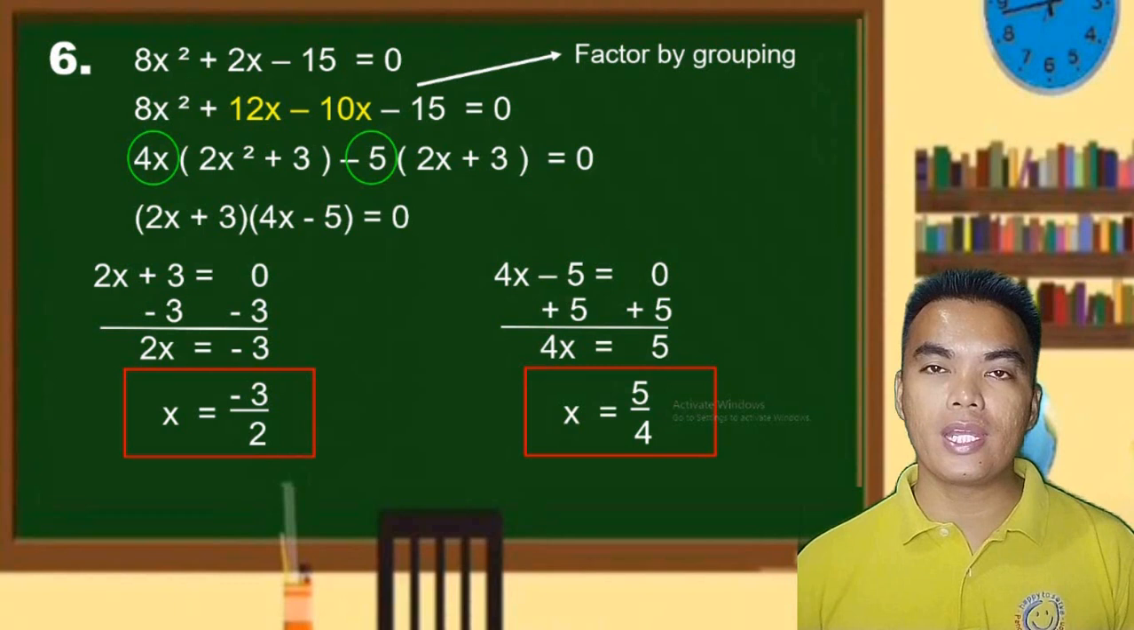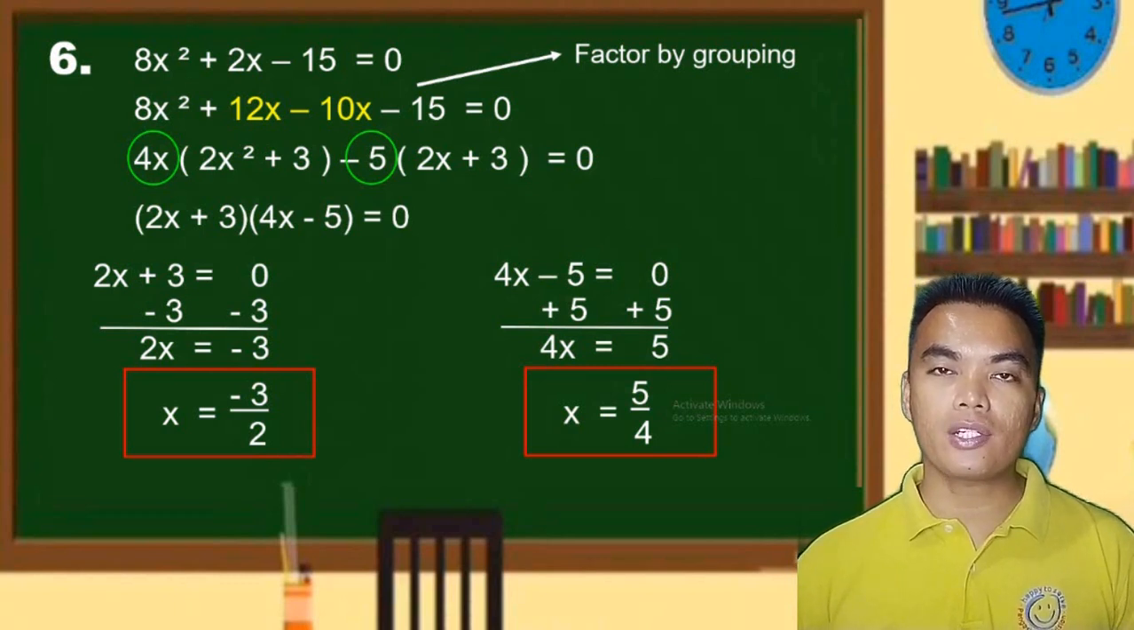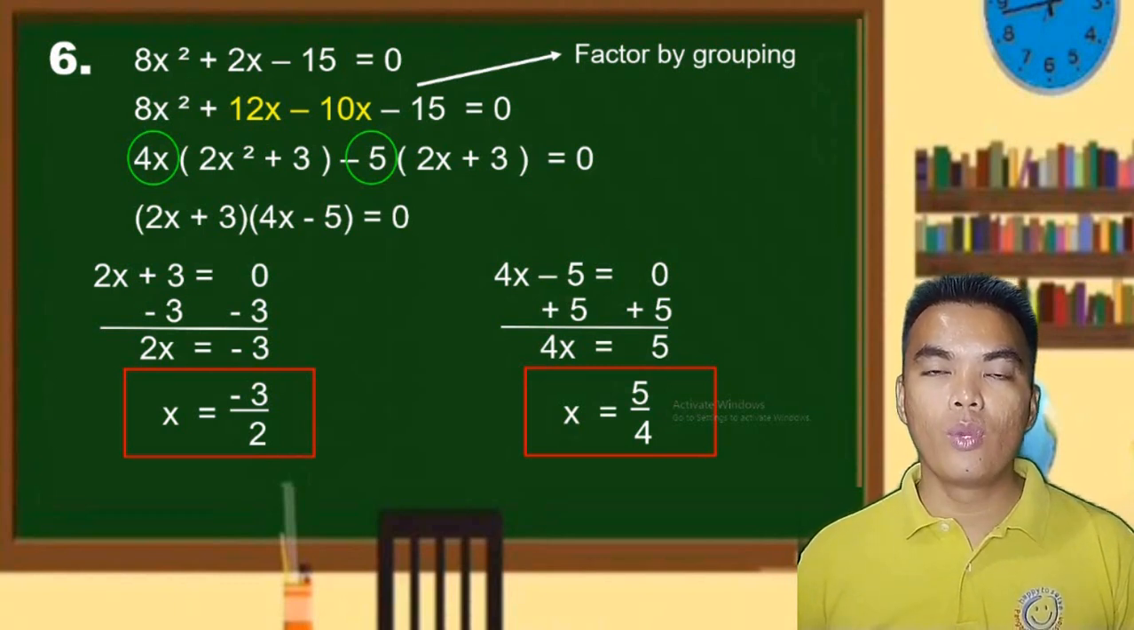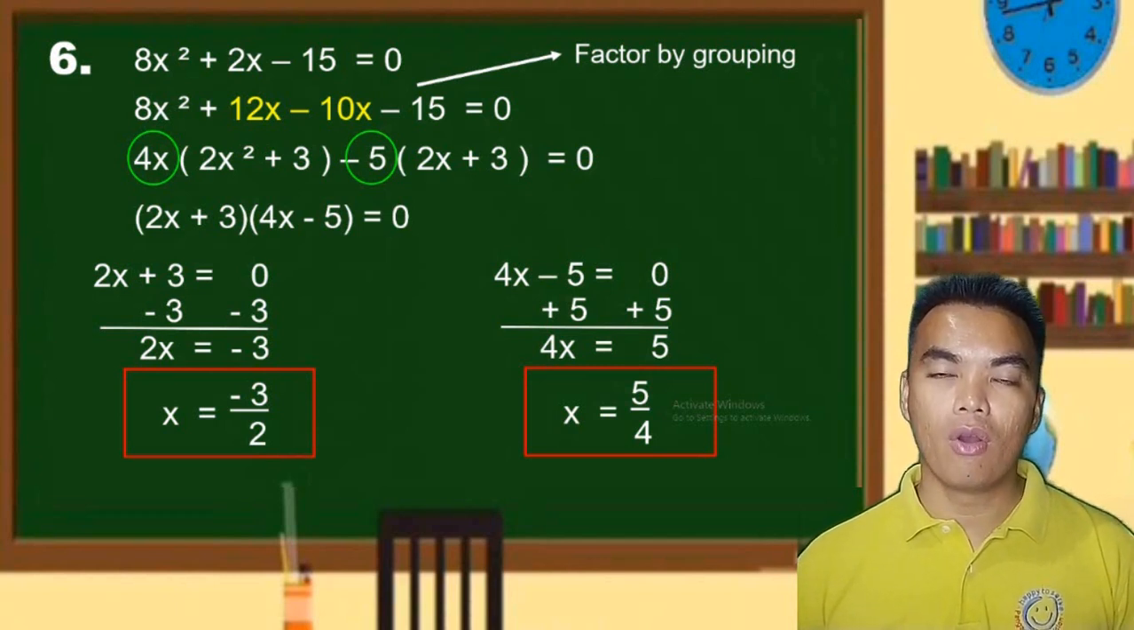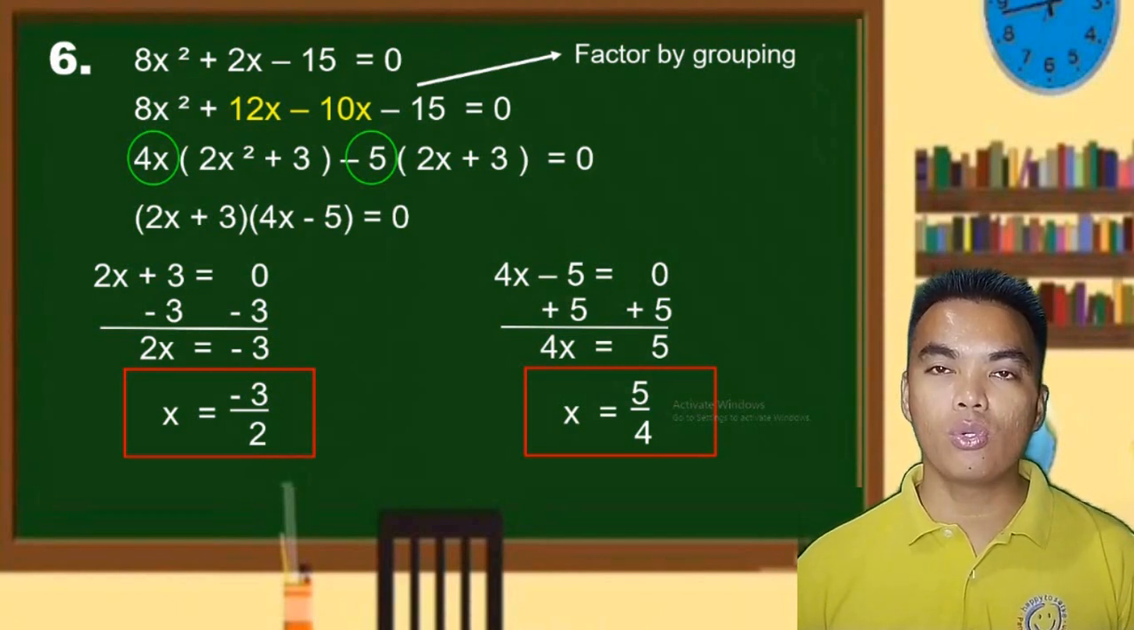So 2x + 3 = 0. Subtract 3 from both sides of the equation. We get 2x = -3. Divide both sides by 2. We have x = -3/2. And this is the first solution of the quadratic equation.